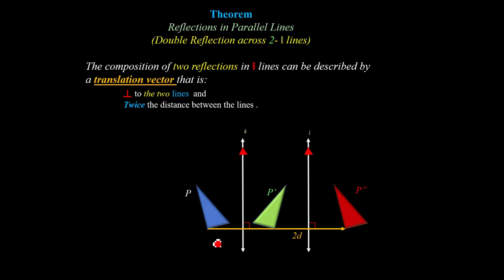The theorem said that the vector that moves this triangle to the red location has a length of 2 times the distance between the two parallel lines. That is, the length of the vector is 2 times the distance d, if the distance between the two lines is measured thus. So this is what this particular theorem related to us.